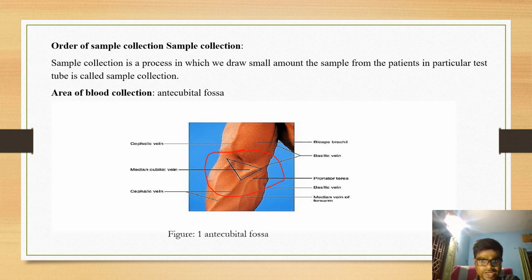antecubital fossa. In this antecubital fossa, there are various types of veins. Each vein has a specific region, so you can collect the blood sample from the particular vein. This is the median cubital vein, and this is the cephalic vein. This is the basilic vein, and this is the median vein of the forearm. Just look at the screen, and after that you can easily understand what I am telling you. Now move to the next slide.